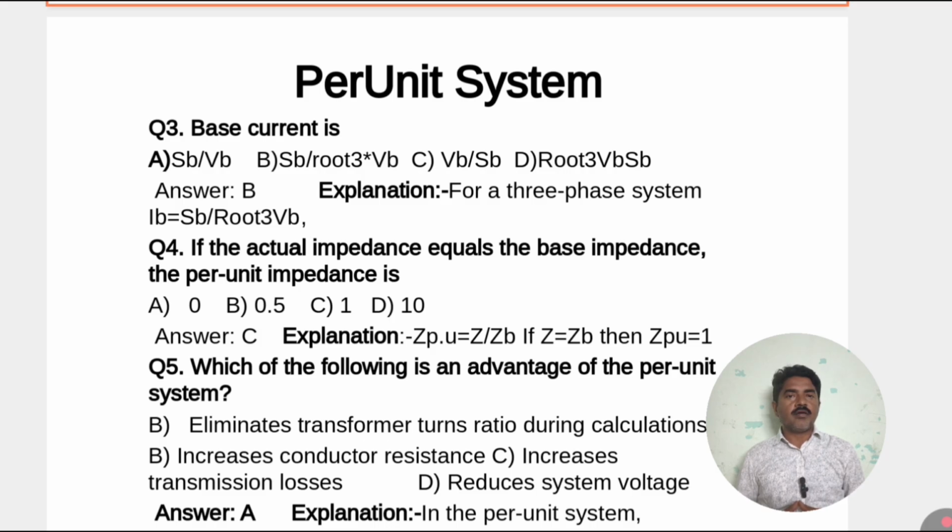Fourth one: if actual impedance is equal to the base impedance, the percentage impedance is equal to what? Since the values are the same, numerator and denominator are equal, that is equal to 1. Here C is the answer.